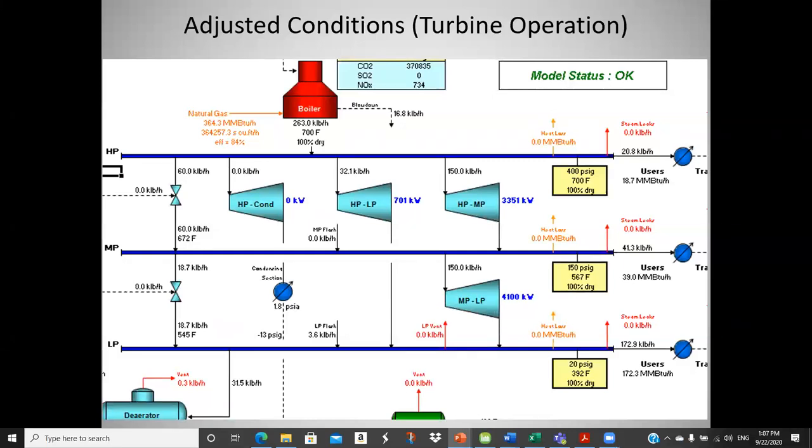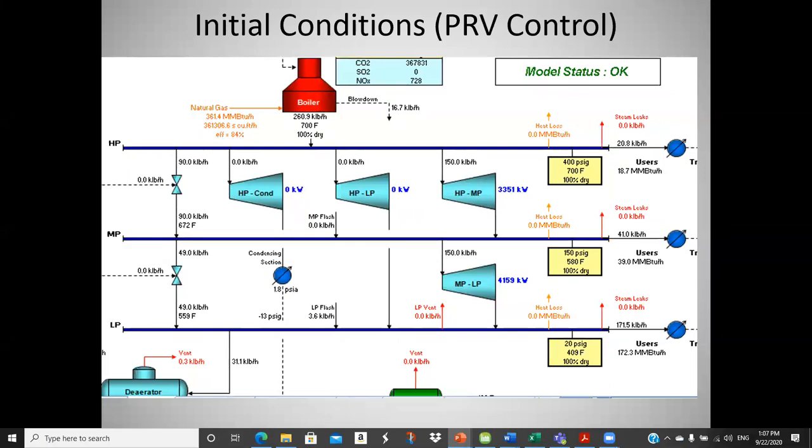Okay. So now this is showing, and another thing that shows over here, you see the thermal load on the different headers. It's a little hard to read, but over here, let's see. This is the amount of steam. This includes trap losses, 20,800, but this is 18.7 million BTUs going to the process. This one is 39 million BTUs per hour going to the process. And this one is 172.3 going to the process.